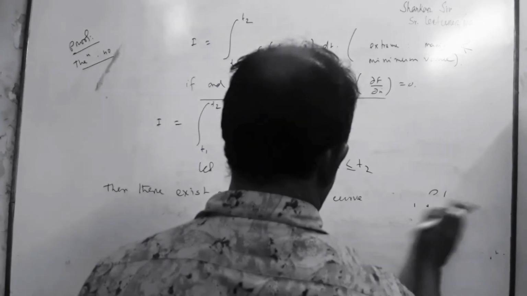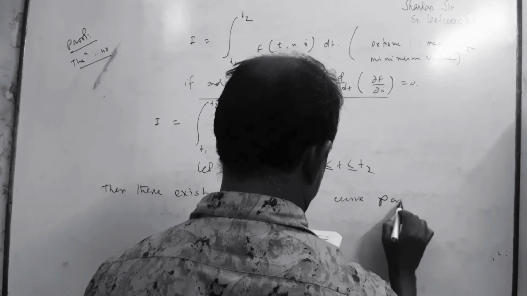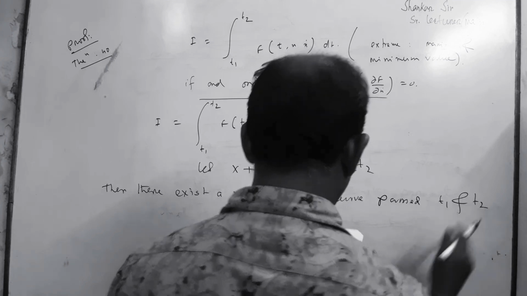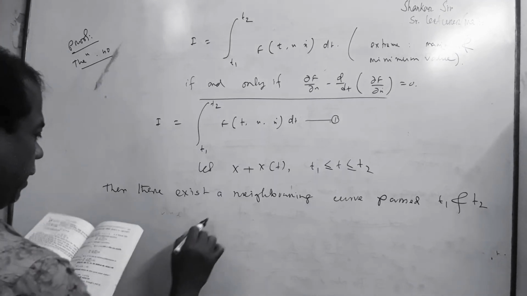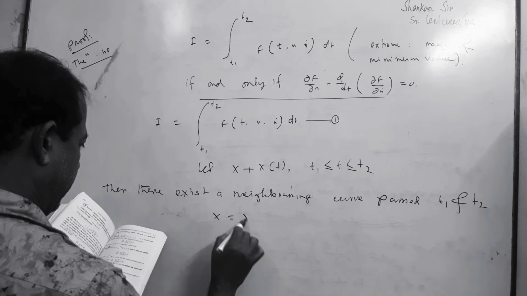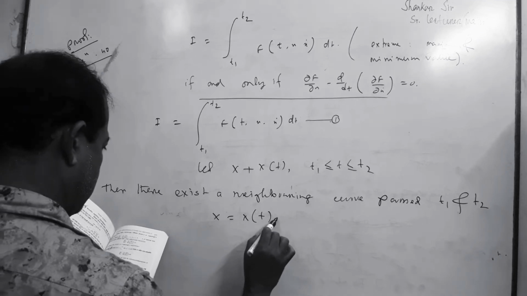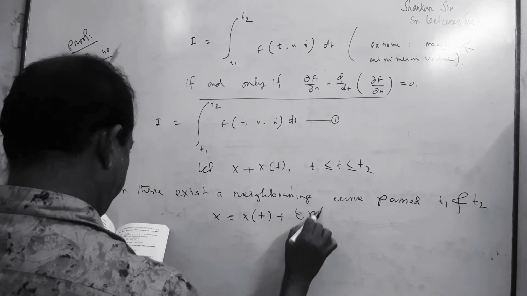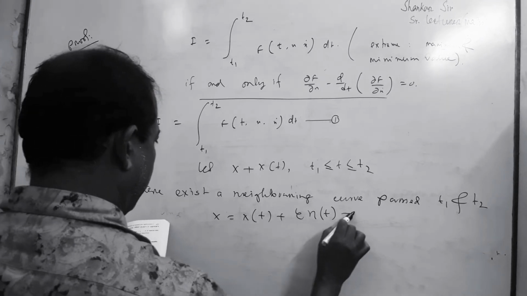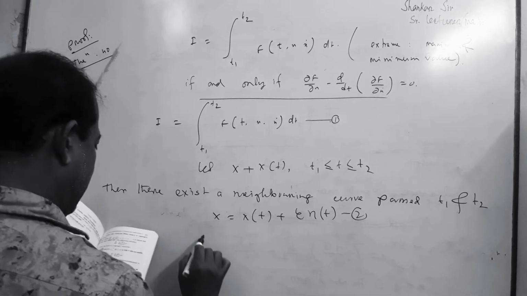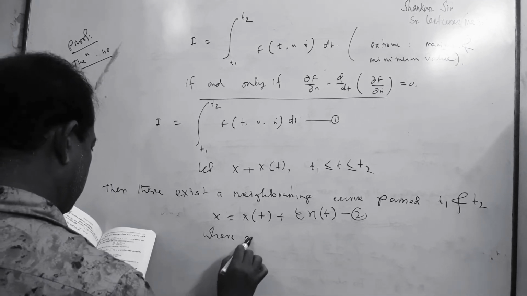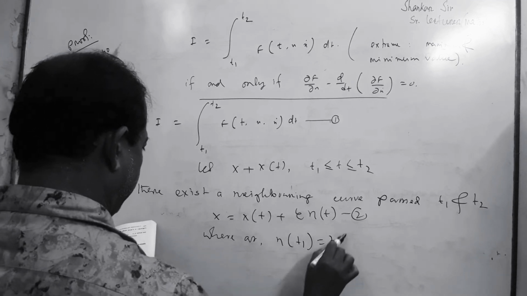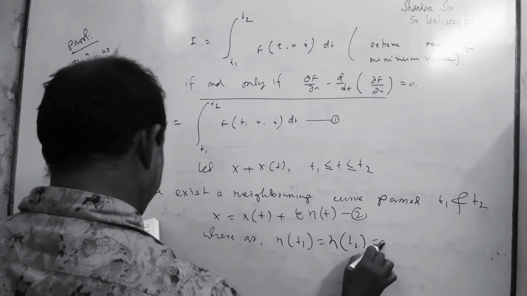Neighboring curve passing through T1 and T2. Then x equals x(t) plus epsilon eta. Here eta n of t is number 2, whereas eta(t1) and eta(t2) are 0.